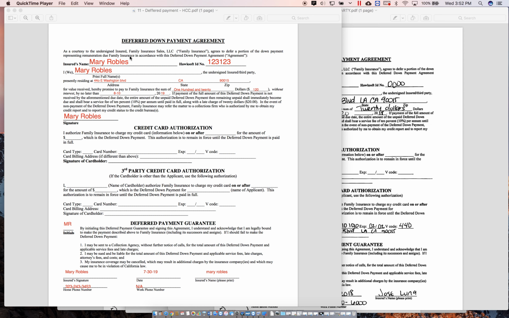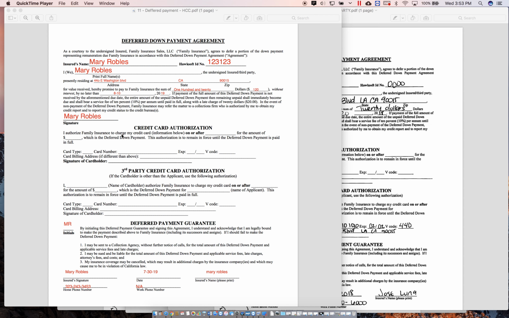The first section is mainly the details of the agreement. It offers the information of the client, the Hawksoft ID, the address, the amount of the balance, which in this case is $120, and the due date of the balance, which would be 8/10/2019. Assuming that today is 7/30/2019, technically, within 10 days, the balance of the $120 would be due.